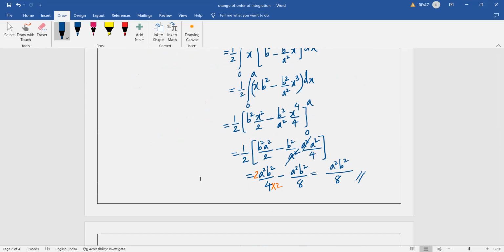Did you understand now how the change of order of integration works here? So let us do one more question. Only we have to change the strips. If it is parallel to x-axis, we have to make it parallel to y-axis. That's it. Order of integration means you have to change the direction of the strip. Let us do it.